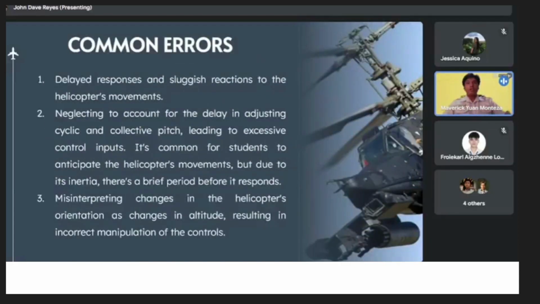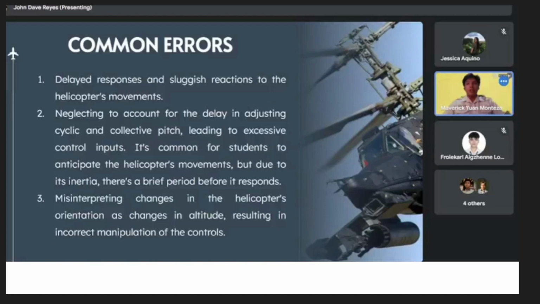After discussing the techniques, now we have the common errors pilots encounter when hovering. First, we have delayed responses and sluggish reactions to the helicopter's movement. Second, we have neglecting to account for the delay in adjusting cyclic and collective pitch, leading to excessive control inputs. This is common for students who anticipate the helicopter's movements, but due to its inertia, there's a brief period before it responds.